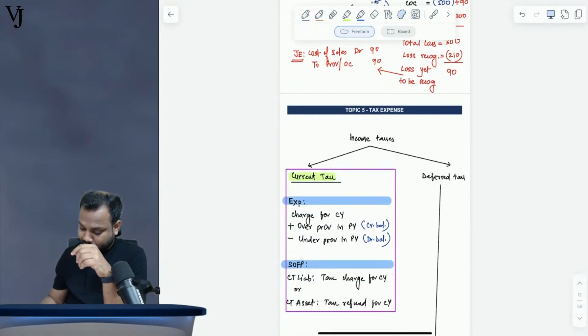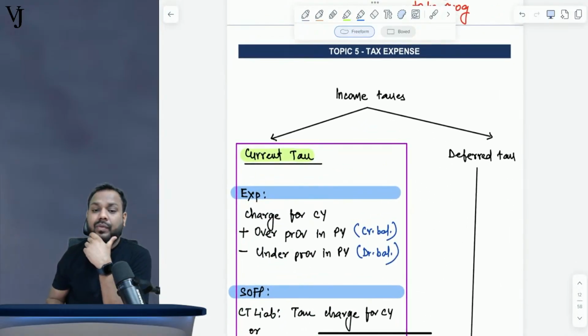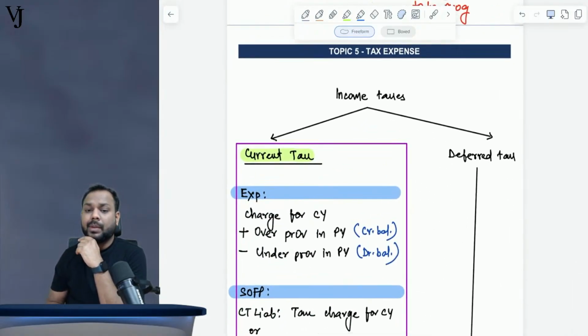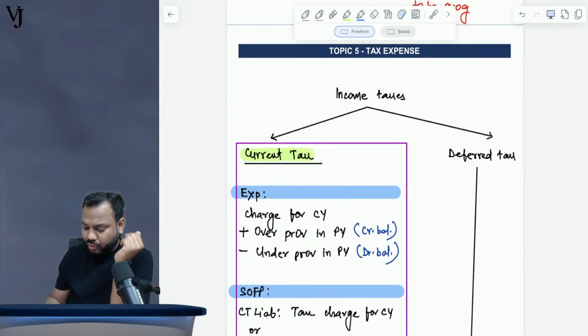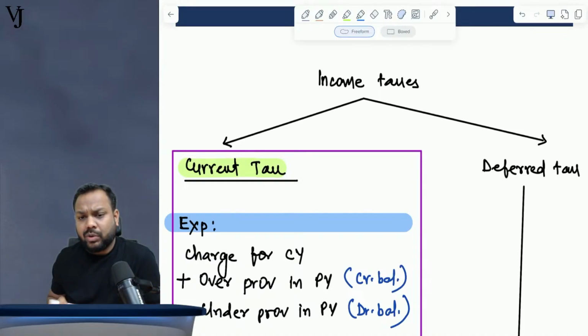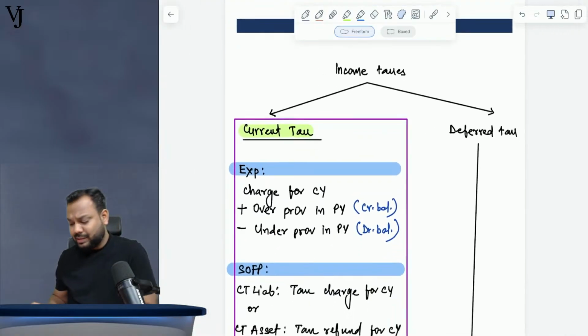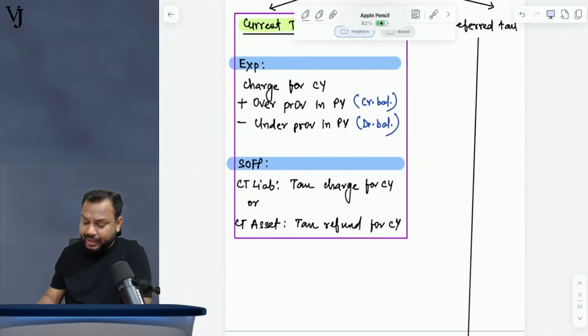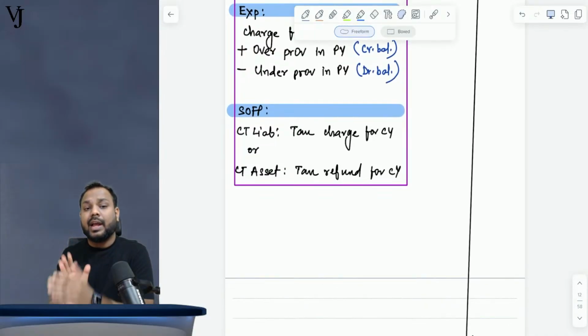Now, topic number 5 is coming from tax. What do we need to discuss from a tax perspective? Understand, this topic is more from an FR perspective, but the deferred tax part is equally applicable for SBR students also.